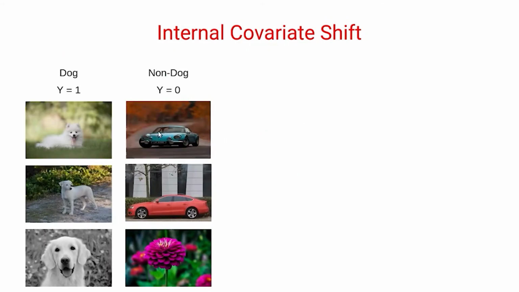Let's say we are training an image classification model in which we have to distinguish between the images of a dog and not dog. Now in the first batch that is sent to the model for training, let's say we have images of white dogs only. These images will have a certain distribution as well. Using these images, the model will update its parameters.